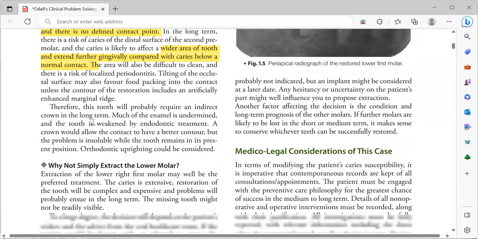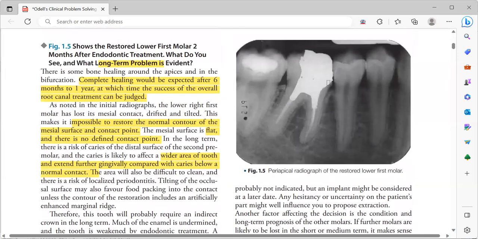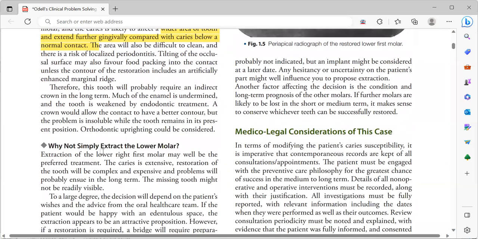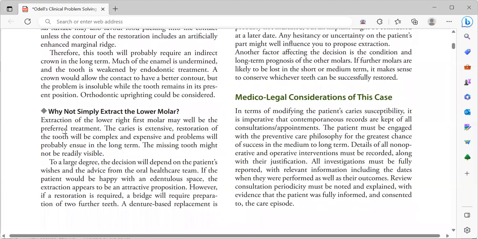Therefore, this tooth would require a crown for the long term because it is very weak, a very big restoration with the root canal, so we need to put a crown on top of that. Why not simply extract the lower molar? Extraction of the lower molar would also be the preferred treatment, because the caries was very big and restoration of the tooth would be complex, expensive, and problems will probably ensue in the long term.